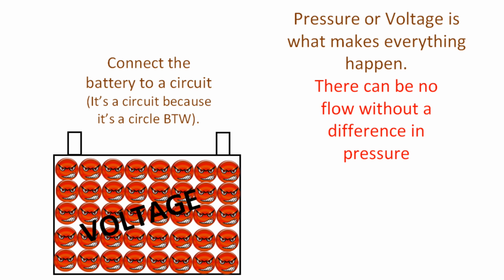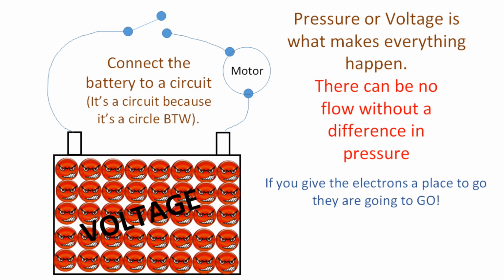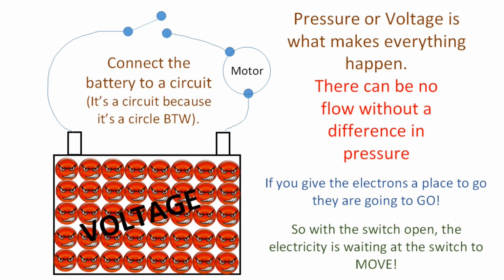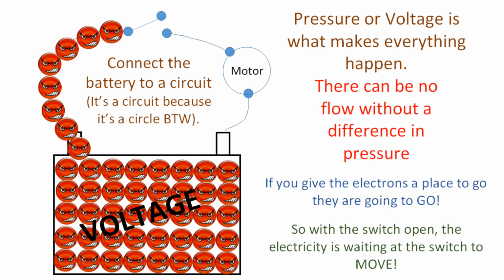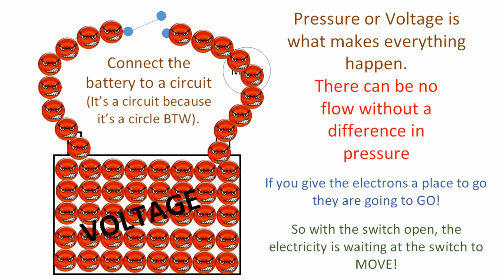If you connect the battery to a circuit, and it's a circuit, by the way, because it's a circle. Here's our circuit. We'll stick a motor in there, and you can see that the switch is open. This is the switch. If you give the electrons a place to go, they are going to go. So with the switch open, electricity is waiting at the switch to move. Waiting there.